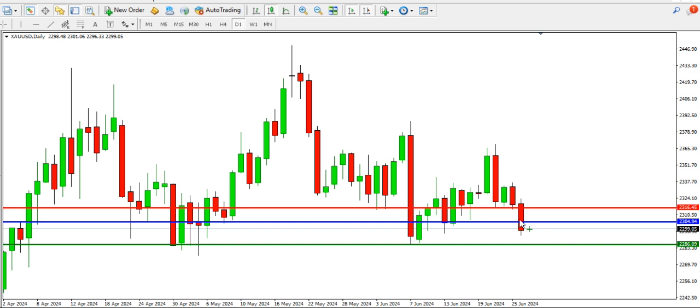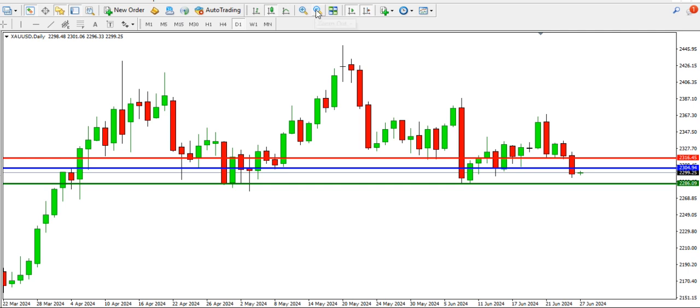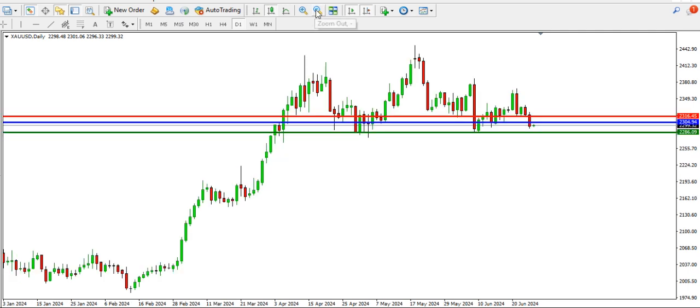So for the daily time frame, we can see that the price of gold is giving us a head and shoulder pattern, and we can see we have a high, a lower high, another lower high. We might see another lower high, then a drop. All right, but that's that.